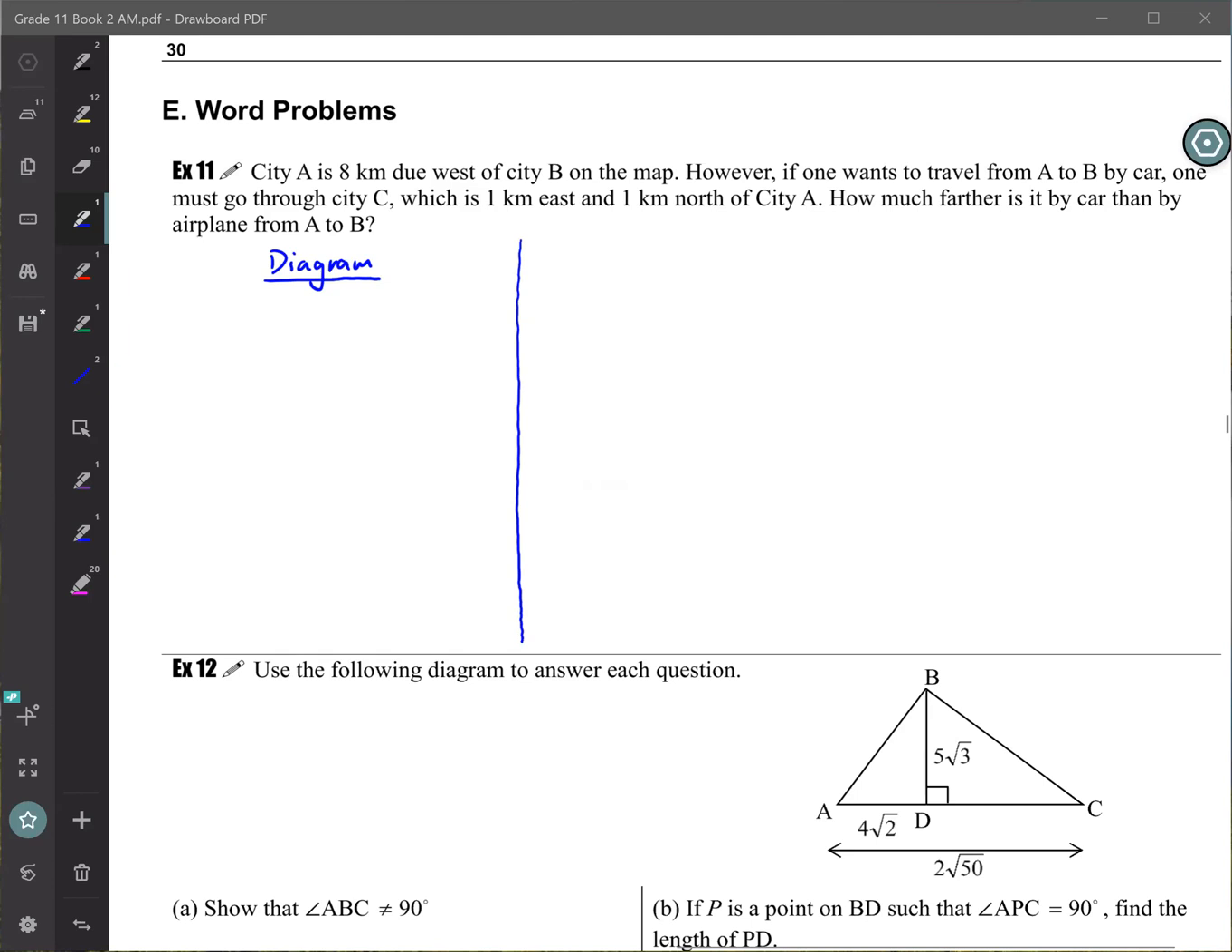On the west side, due west means on the west side. West side means left side. North means the top, okay, above it. East, think of it as on the right side. So by car, you have to travel on the road, right? And if it's airplane, you can go in a straight line. That's the difference. So you want to compare the car and airplane, the distance for each one.